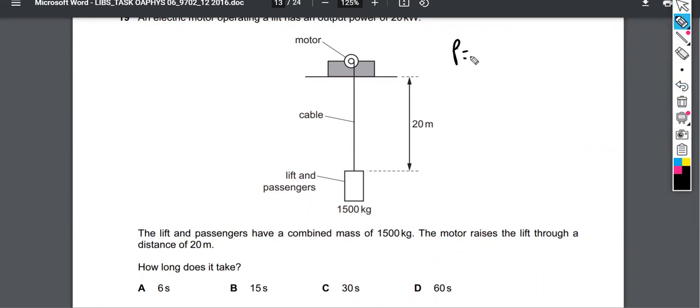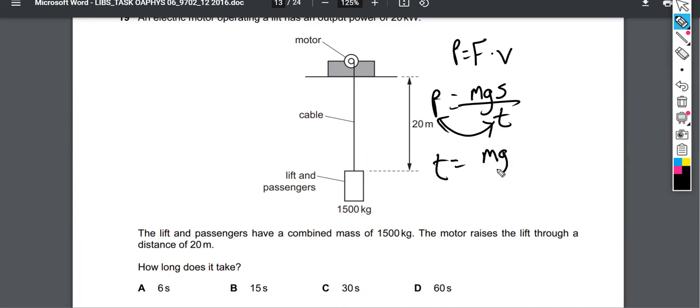All right, so power is force times velocity, like we just talked about. The force is the weight, mg. The velocity is the distance over time, and that must be equal to the power. If we do the old algebra switcheroo, then we can isolate t and realize that it is mass times the acceleration due to gravity times the displacement divided by the power. Multiply both sides by t, divide both sides by power, and the time that it's going to take is equal to all this. So let's plug in some values here.